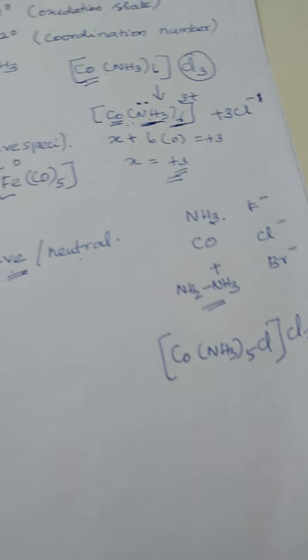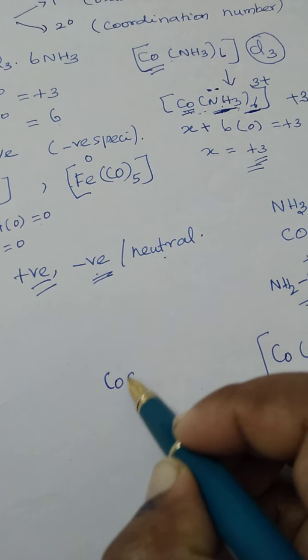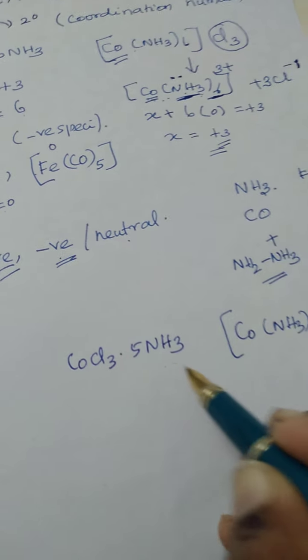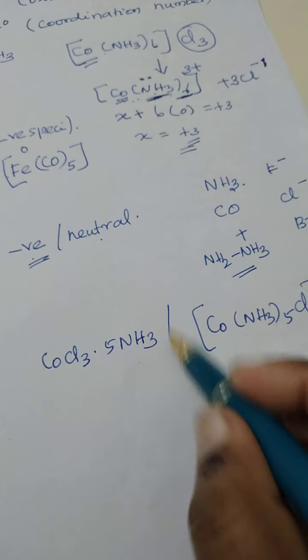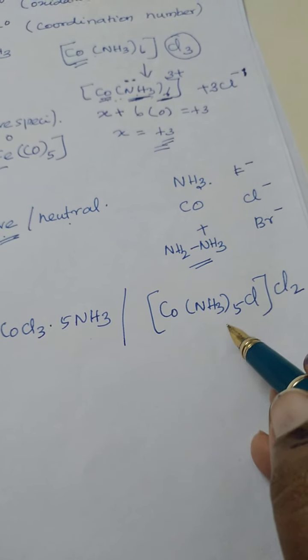Now look at this complex, or the same thing I can write as CoCl3·5NH3. Both are similar, okay? So either I can write it like this, or I could write it like this. If I write it like this, it is better to understand.